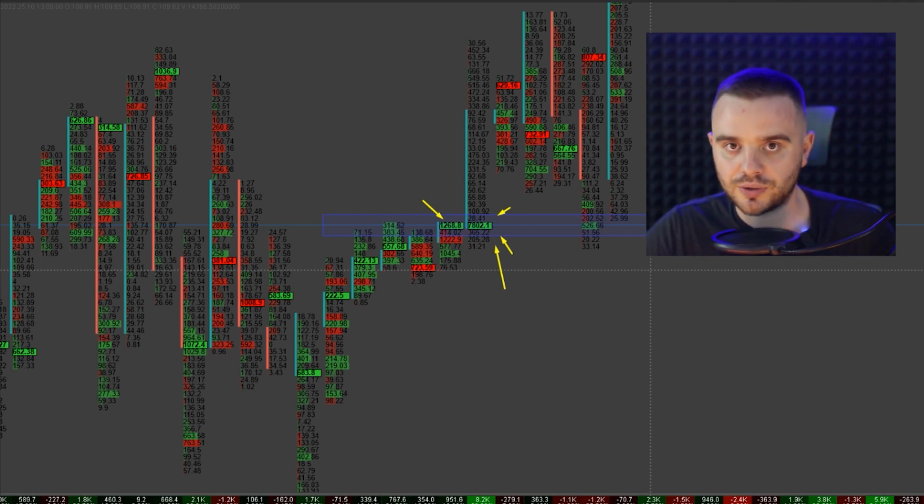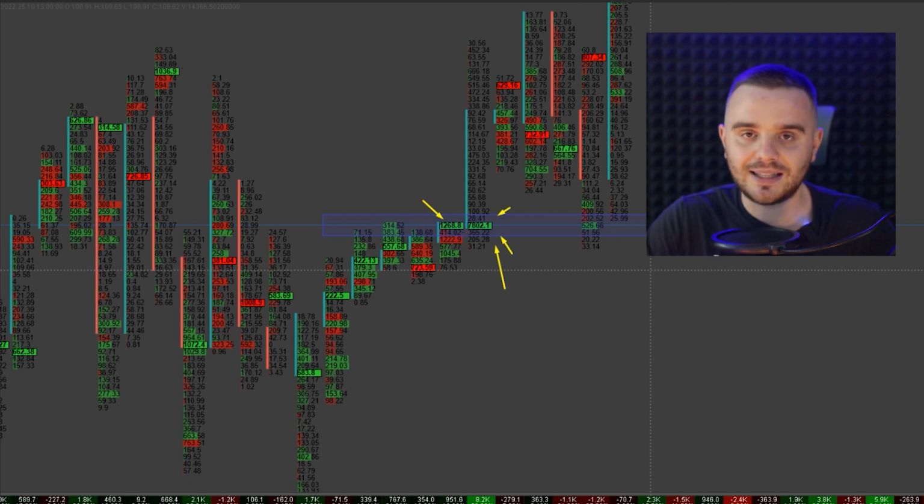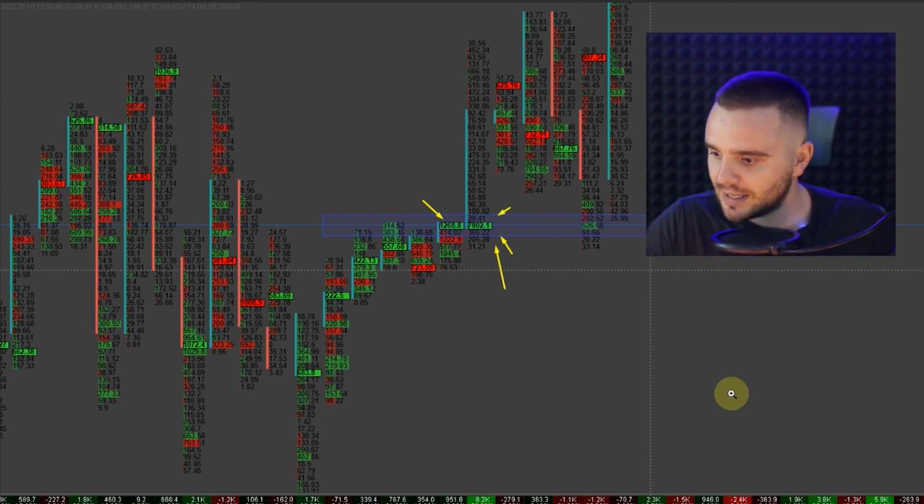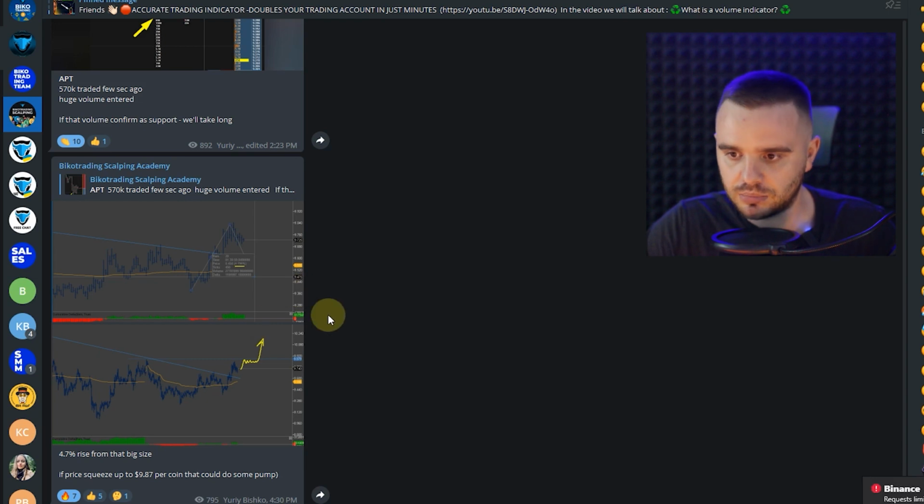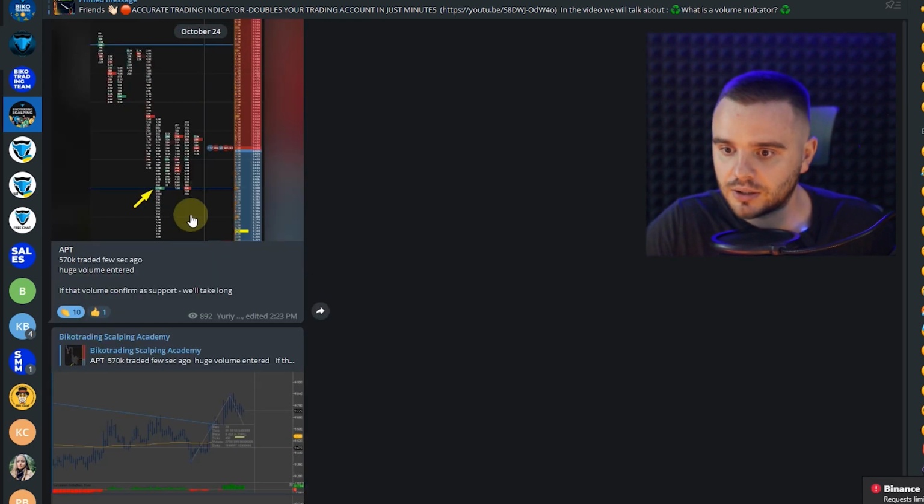It shows you the history of where people buy and sell big amounts of coins. Why is it so important for us? Because we can see where exactly some people sold or bought huge amounts of coins, and quite often such places become important support and resistance. Here's the last example for you that we traded yesterday.